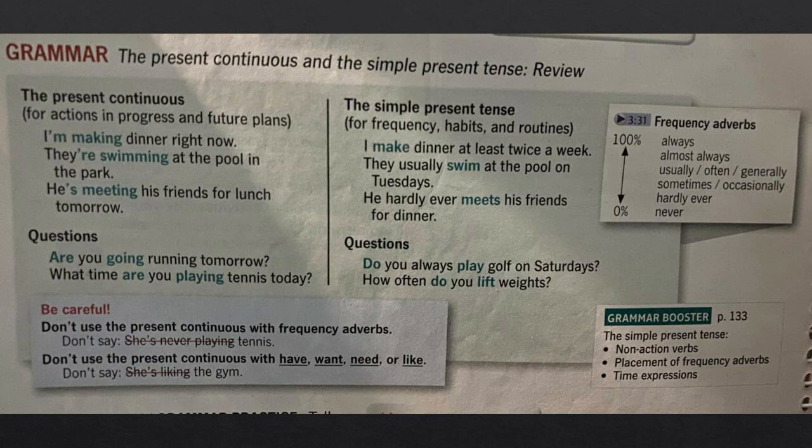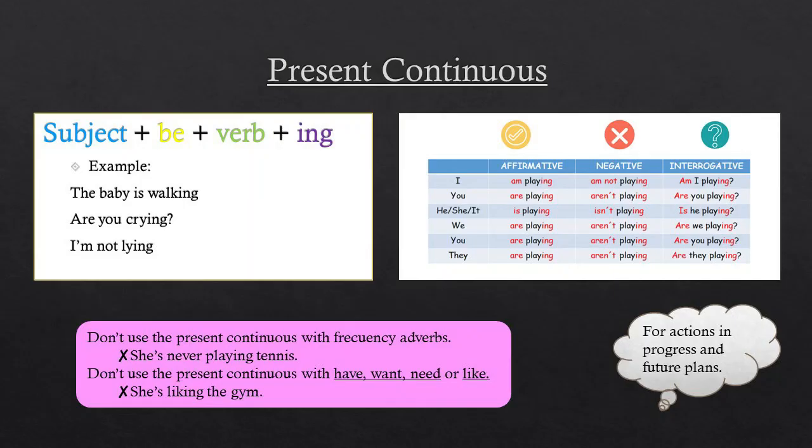So now in the next part of this video, I'm going to explain again one by one, right? So please pay attention now. All right, guys. So now we're gonna start with the present continuous. Do you remember the structure for present continuous is the subject plus the verb to be and the verb with ing, right? So for example, we have here the baby is walking, right?